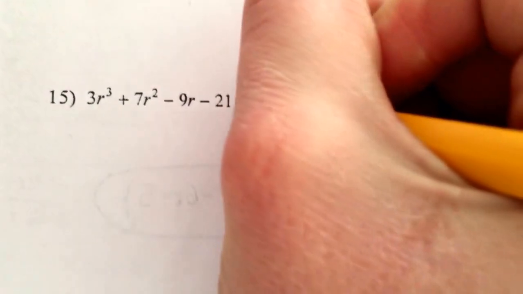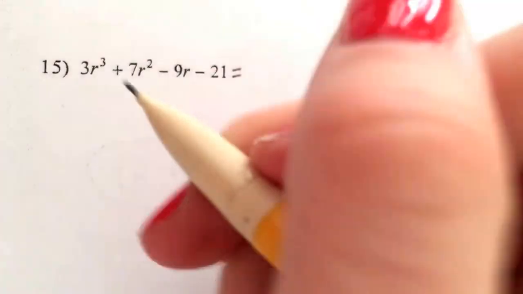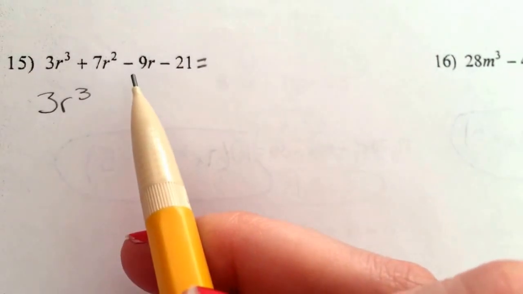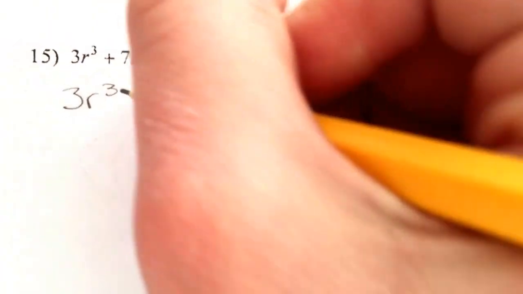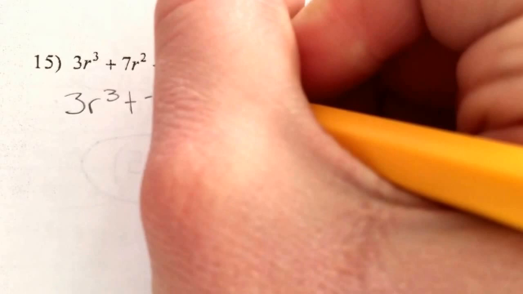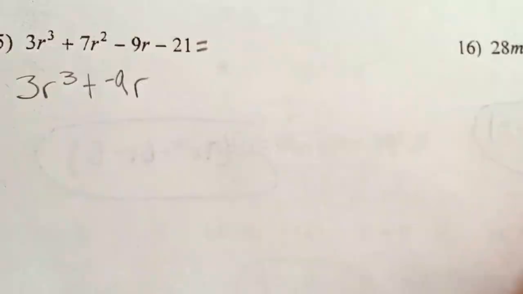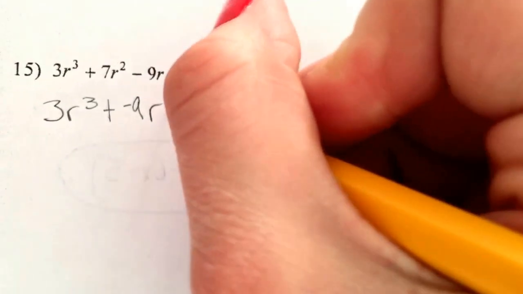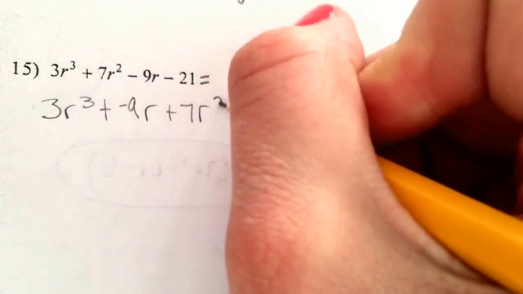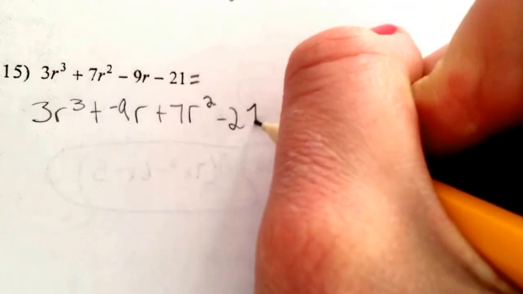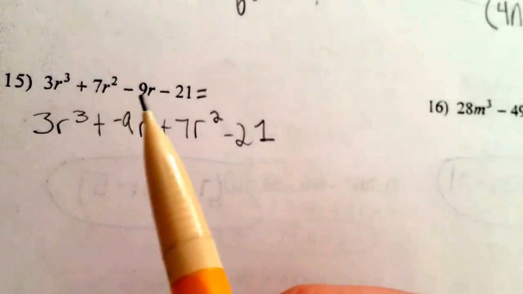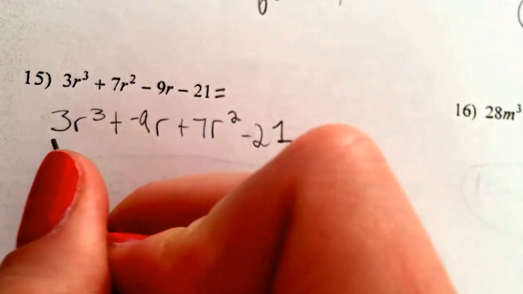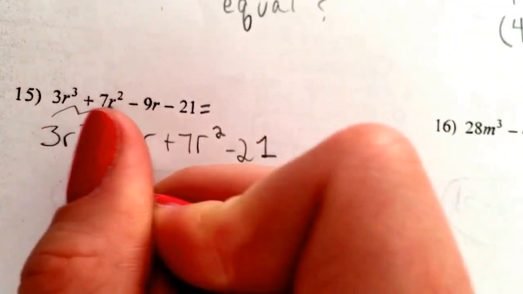So you're going to want to do 3r to the third and then plus negative 9r, because the commutative property allows us to change the order of these numbers. And then you're going to have the plus 7r to the second minus 21. All that I did was change these two around so that they could be grouped with like terms. Right now they are grouped.